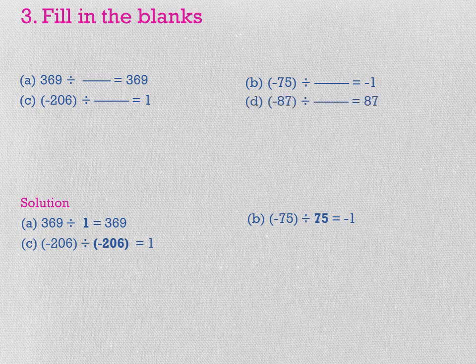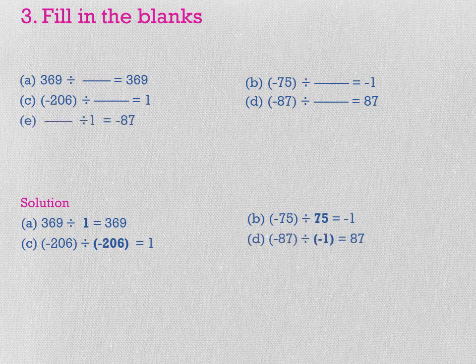Question D. Negative 87 divided by dash is equal to positive 87. We have to get the answer as positive. Therefore, negative by negative is positive. Therefore, negative 87 divided by negative 1 is equal to positive 87.